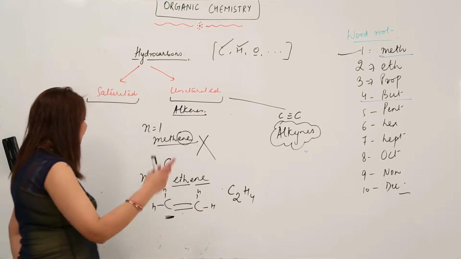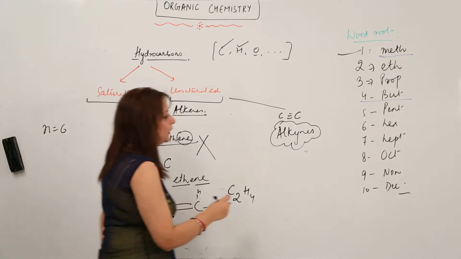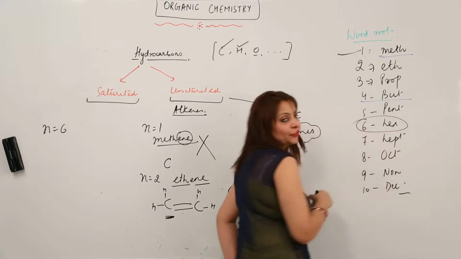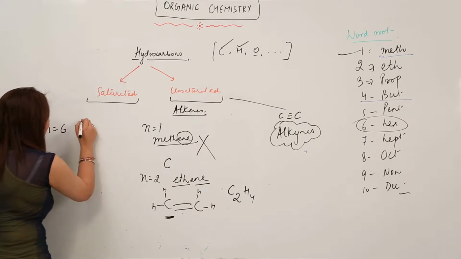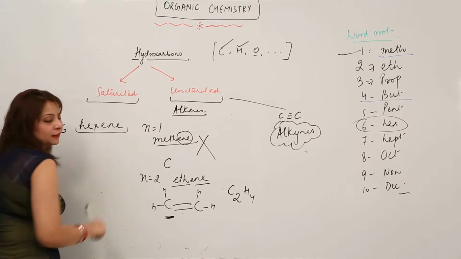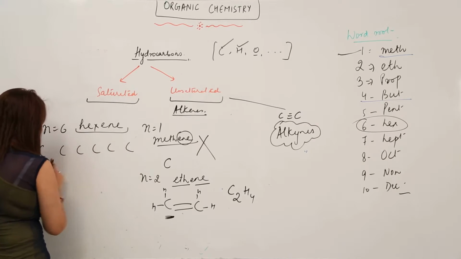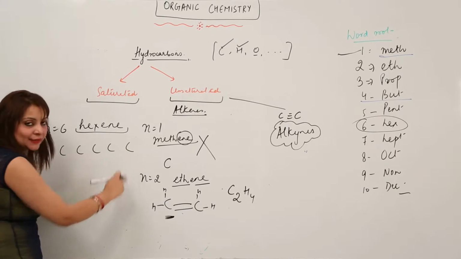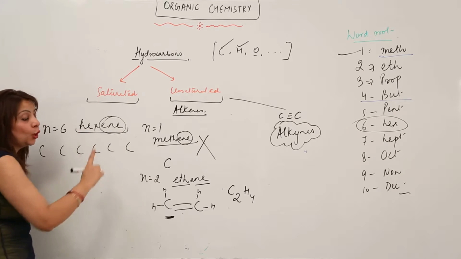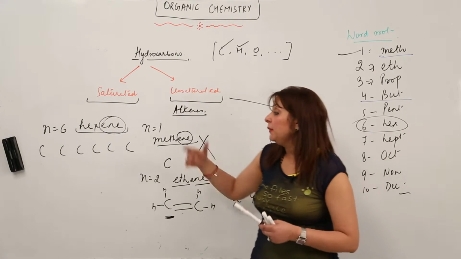Now let me make some other member for you. Let it be 6. 6 means you know that it is hex, right? So we are making hex because it is a member of alkene, so obviously hexene. So hex means how many carbon atoms? 6. 1, 2, 3, 4, 5, 6, right? Ene means double bond.